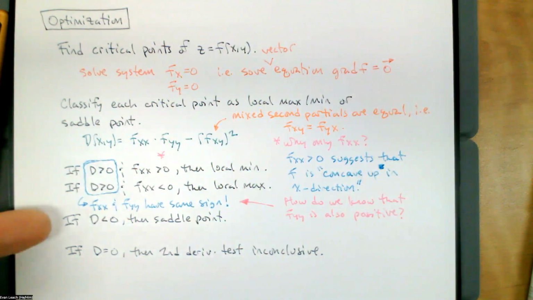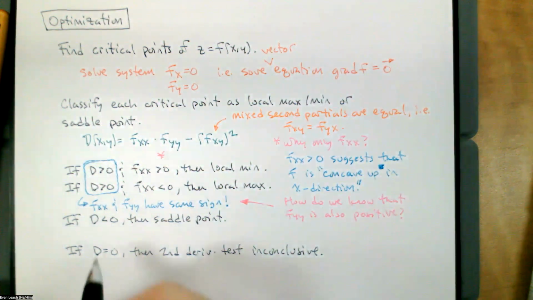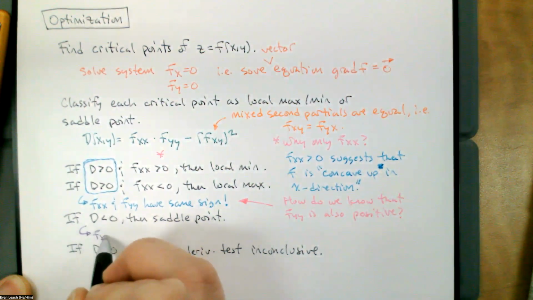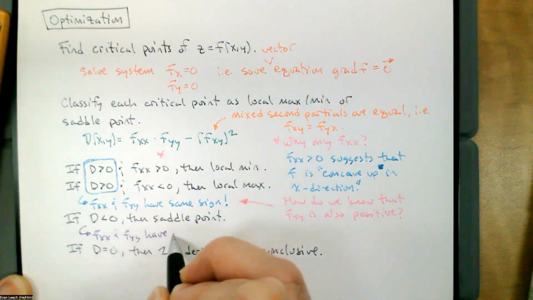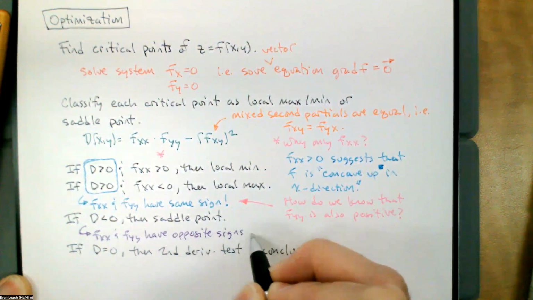So we move on to this next one. If D is negative, then we get a saddle point. If D is negative, notice that we start off with fxx and fyy. That kind of indicates that fxx and fyy have opposite signs. It could be that they have the same sign and fxy is just huge. But the main thing that we get from this is if D comes out negative, this is an indication that fxx and fyy have opposite signs. Probably.